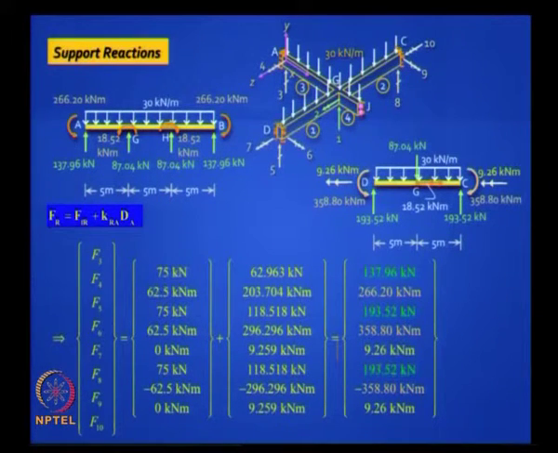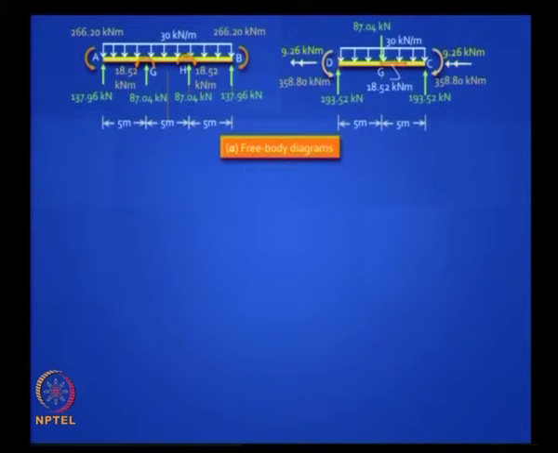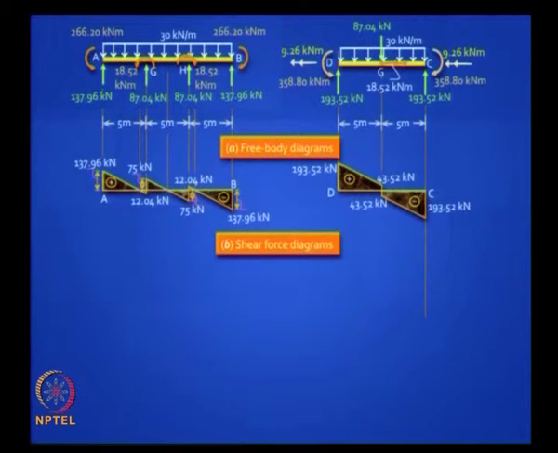Support reactions are easy to calculate, use that formula and take a look at the final free bodies. You will find that in that long beam you will have some local torques coming because of the connections with the shorter beams. So you do this, draw your free bodies, check your equilibrium, find the membrane forces by this formula, and draw your shear force diagram carefully.